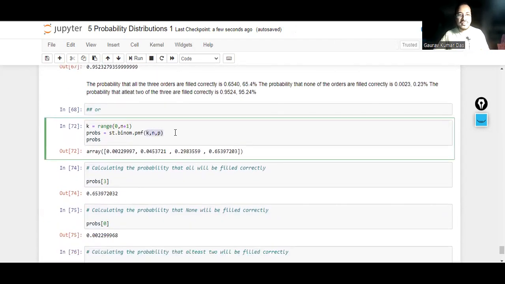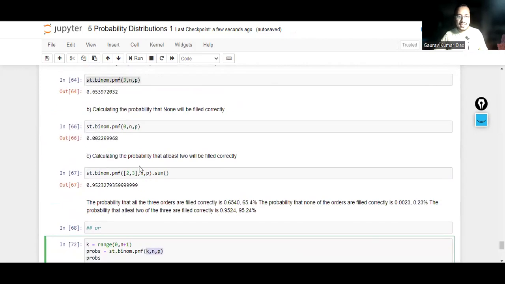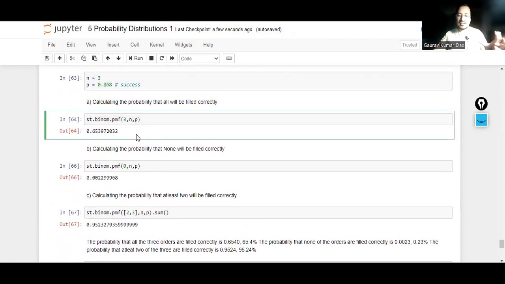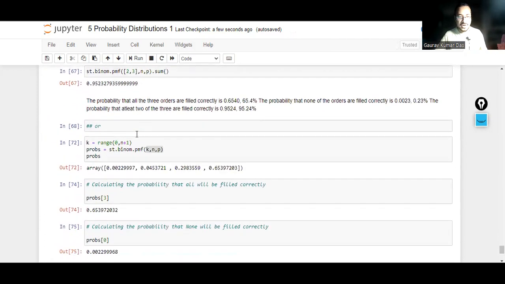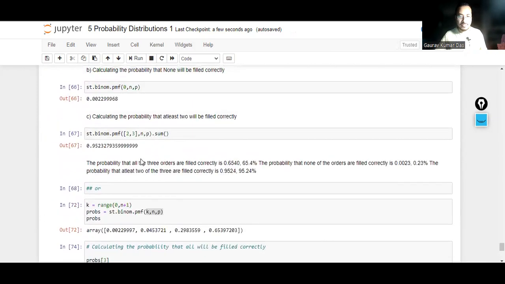Either you put everything here and then keep on slicing it, or you can directly put that number of events which is expected. Either way, whichever is simple for you.